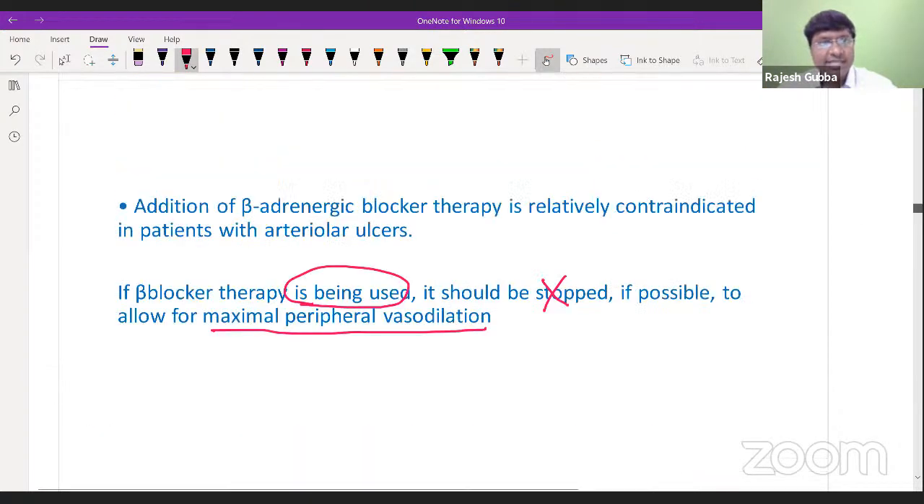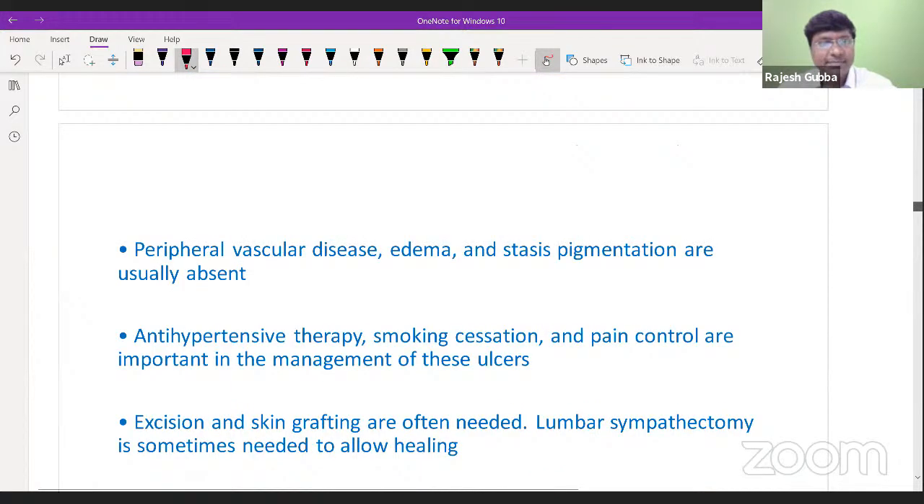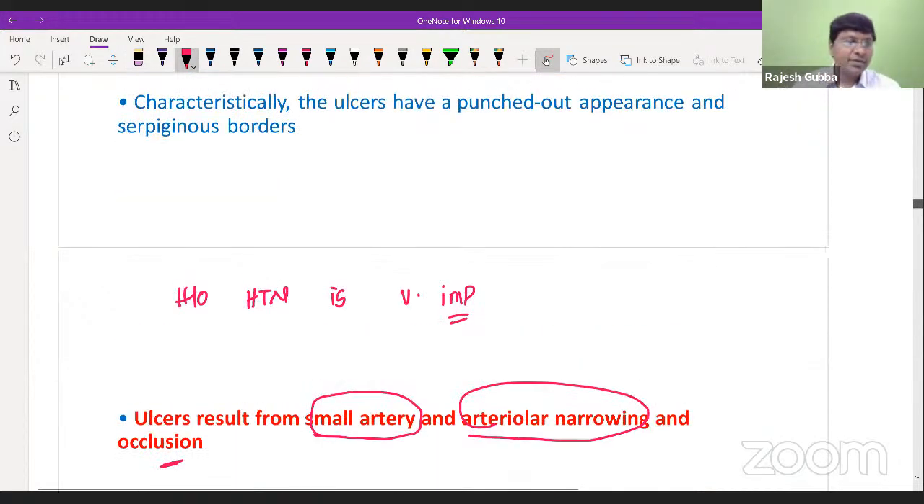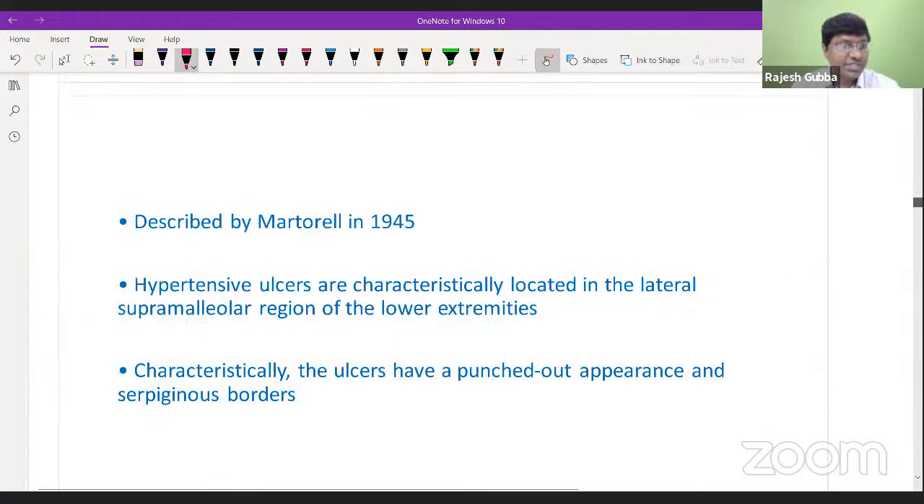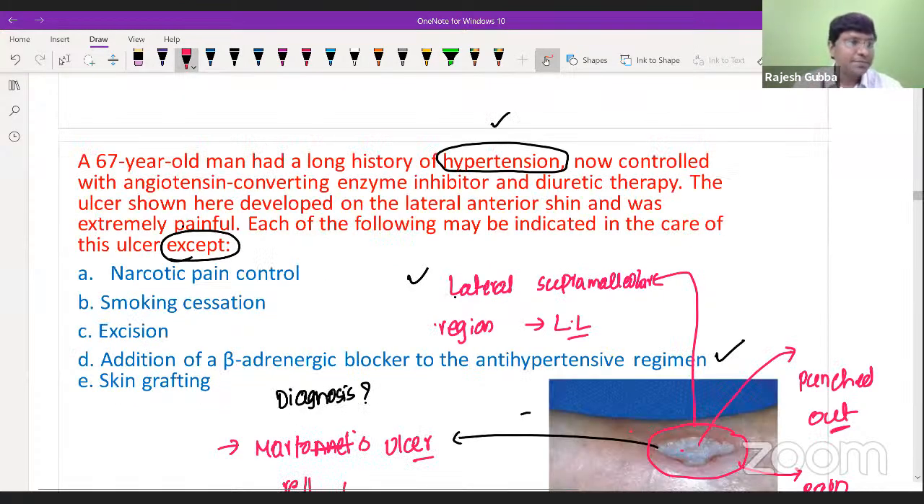And all others can be given. So narcotic pain control can be given, and smoking cessation should be done. Other options like excision of this particular ulcer also can be done, but administration of the beta blockers should not be done.